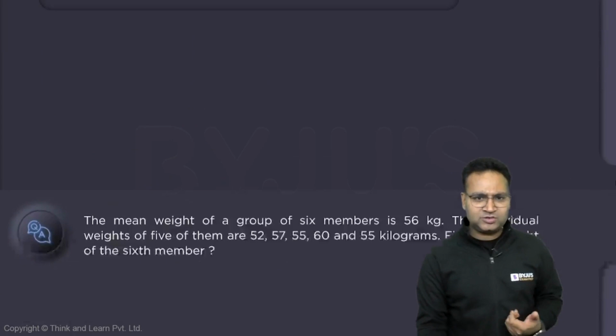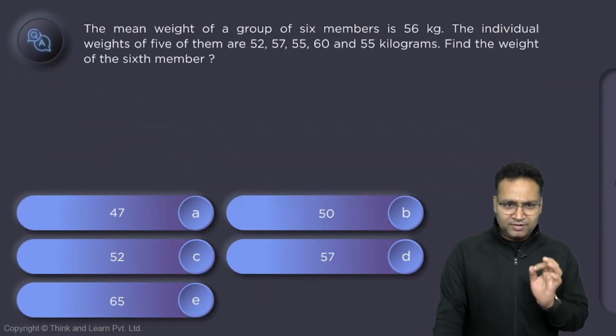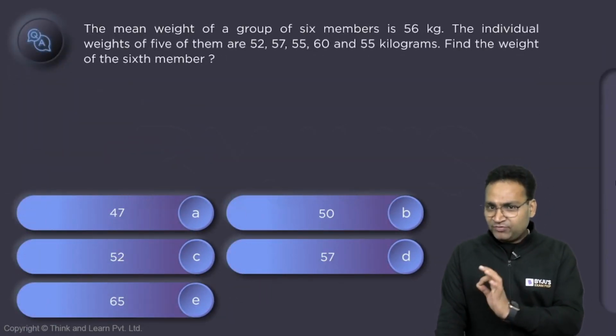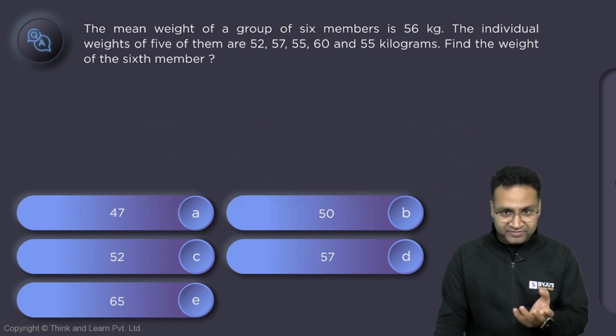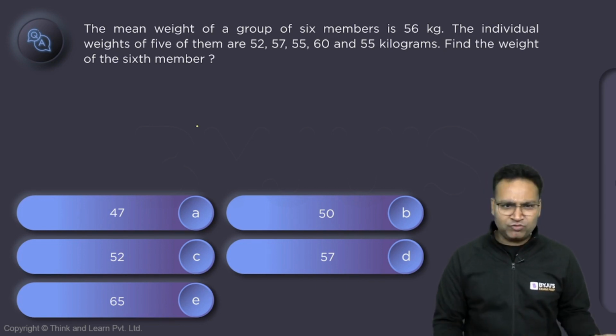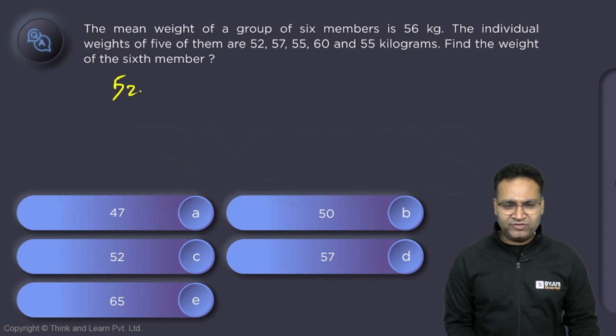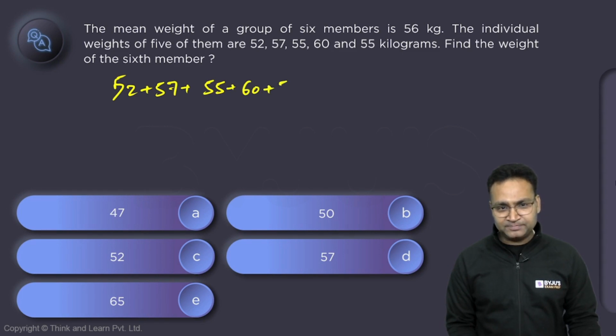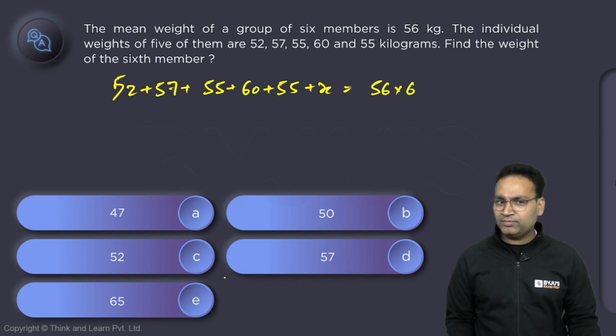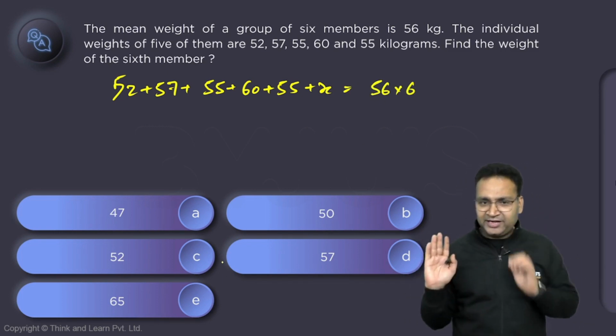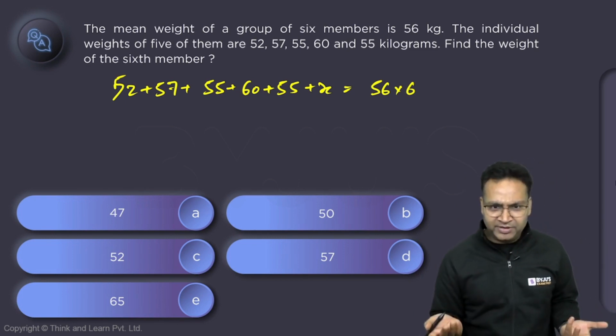Let's look at this through an example. Mean weight of 6 members is 56. The individual weight of 5 of them is given. Find the weight of the 6th member. So one approach is I will add 52 plus 57 plus 55 plus 60 plus 55 plus the 6th member is equal to 56 into 6, average into number. I can simplify this and get my answer. No doubt it can be done.